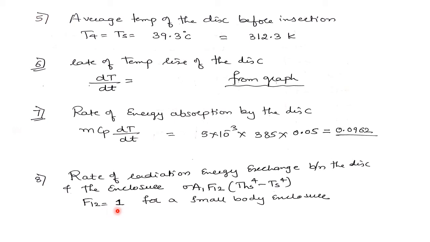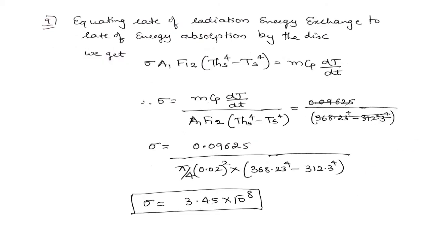This is standard because F21 is nothing but the shape factor, or it is also called the view factor. F12 indicates the rate of radiation energy emitted from surface 1 to surface 2 directly. As the copper specimen is very small, we have considered this value as 1 because of the small body enclosure. Next, equating the rate of radiation energy exchange to the rate of energy absorption by the disk.